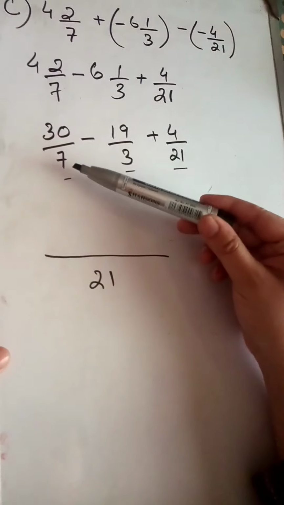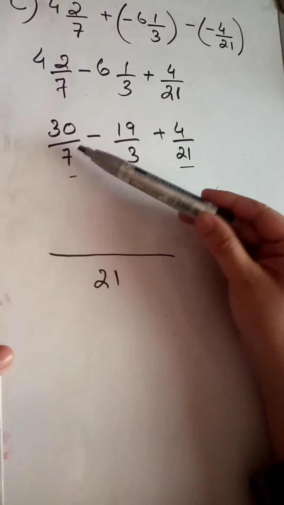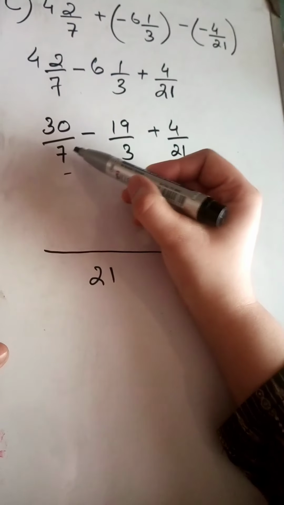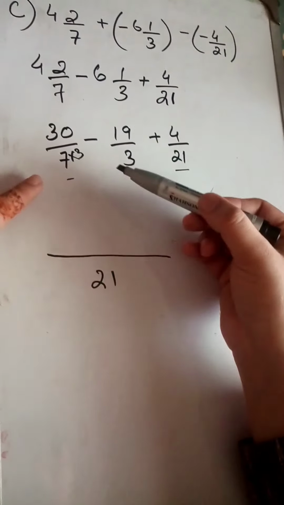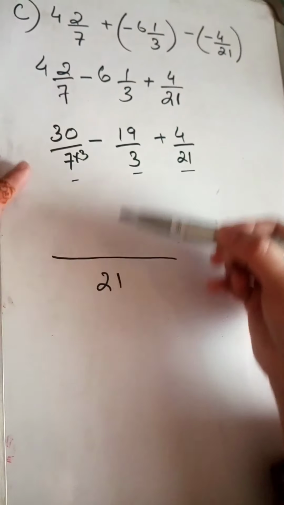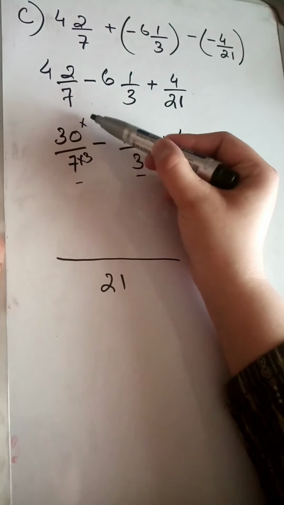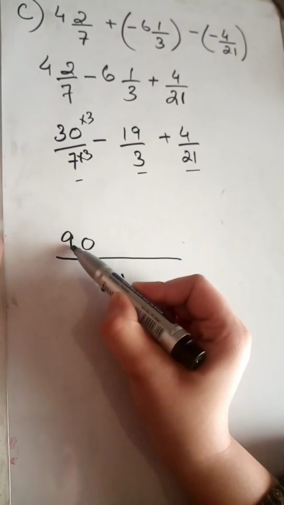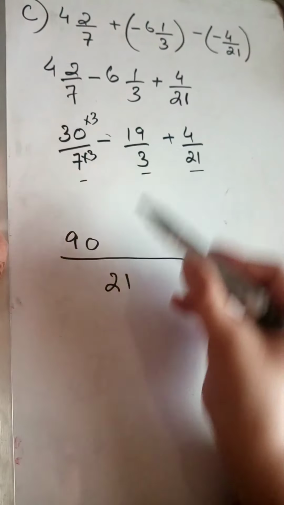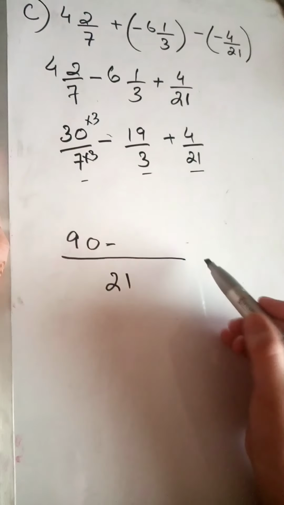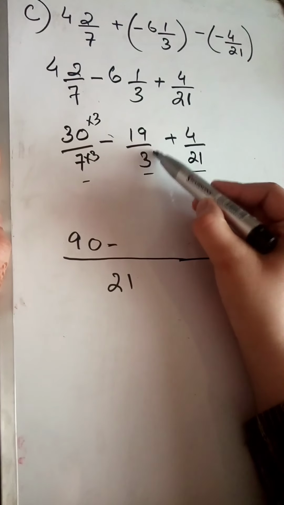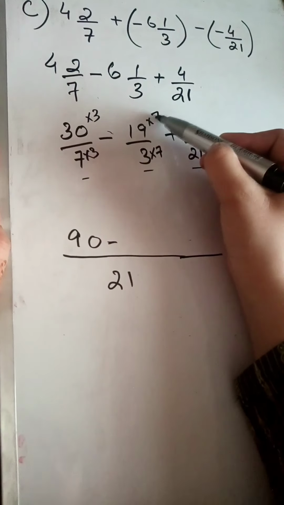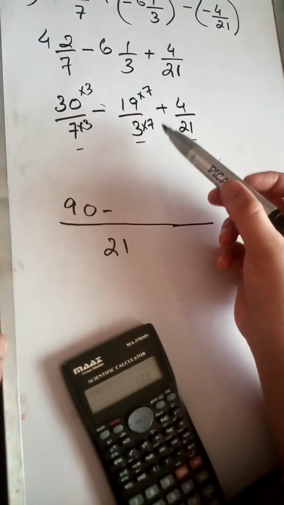Now, by which number do we multiply this denominator 7 so that it becomes 21? When we multiply 7 with 3, our 7 becomes 21. 3 7s are 21. So multiply that 3 also with the numerator of this fraction. So 3 zeros are 0, 3 threes are 9. What is the next sign? Minus. Put the minus sign the same. Then when we multiply 3 with 7, it becomes 21. Multiply that 7 also with 19. When we multiply 19 with 7, we get 133.